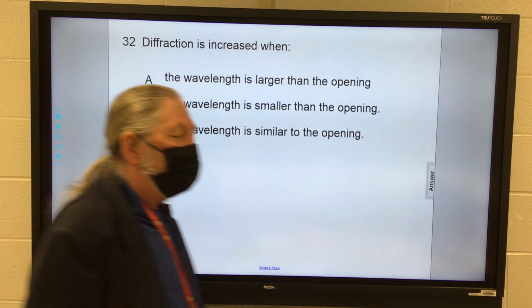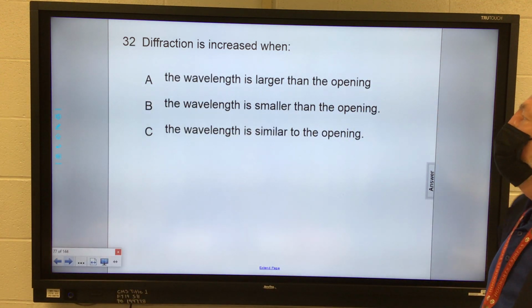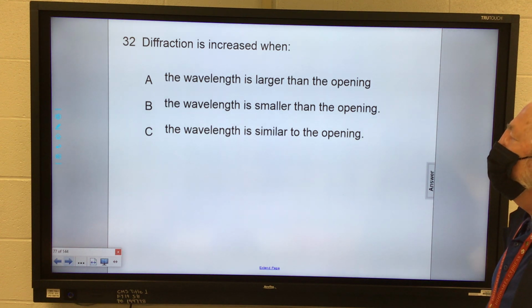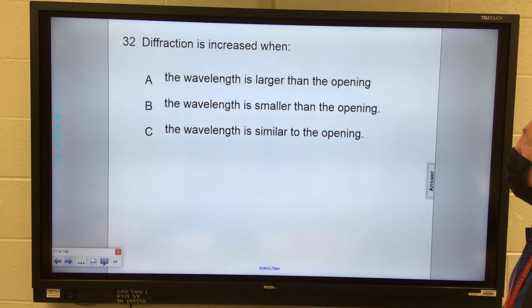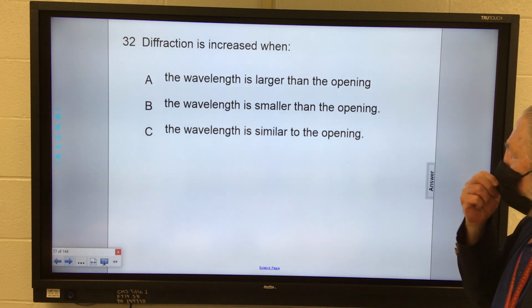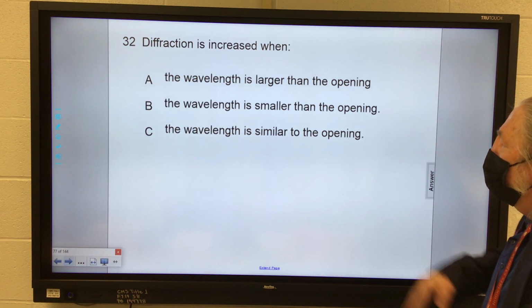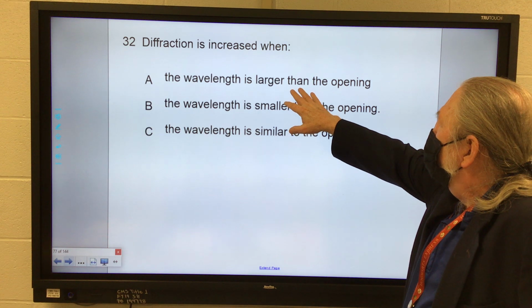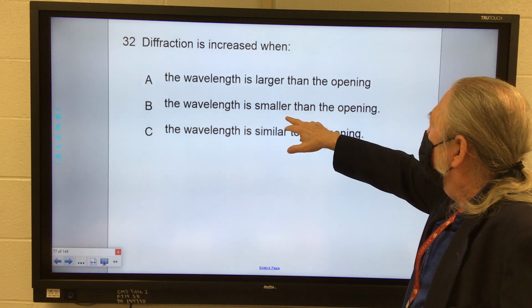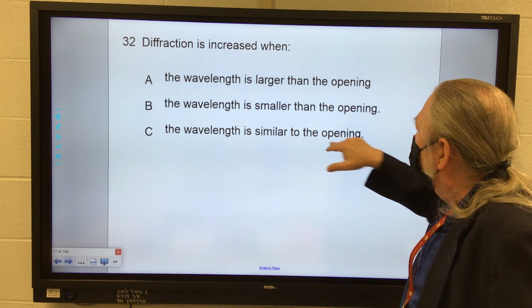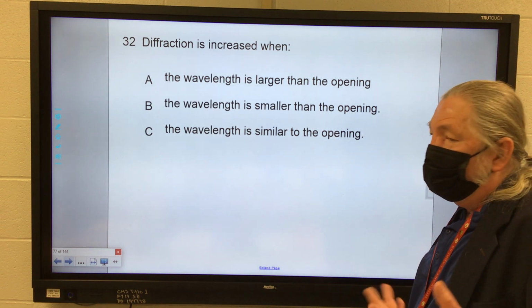Here's number 32. Okay, so let's look right here at number 32. Diffraction is increased when the wavelength is larger than the opening, the wavelength is smaller than the opening, or the wavelength is similar to the opening. It's okay to be wrong. You can actually go back and scroll back a few slides and see when diffraction is increased, and look to see if it's when the wavelength is larger than the opening, smaller than the opening, or similar to the opening. Which one's going to be? Go back to your slides.